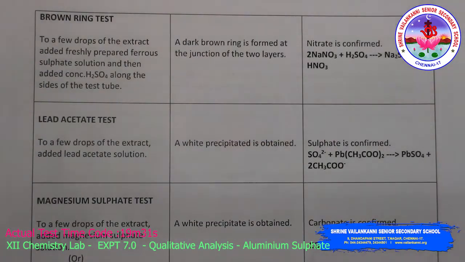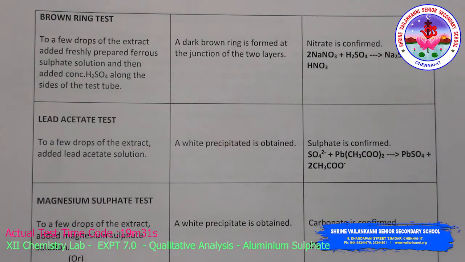Brown ring test. Take the extract and add freshly prepared ferrous sulphate solution, and add concentrated sulfuric acid along the side of the test tube. A very important thing: only freshly prepared ferrous sulphate solution is added. If you use an old solution, it is already converted to ferric. That's why we have to use only freshly prepared ferrous sulphate solution. A dark brown ring is formed at the junction of the two layers, which indicates nitrate is confirmed.